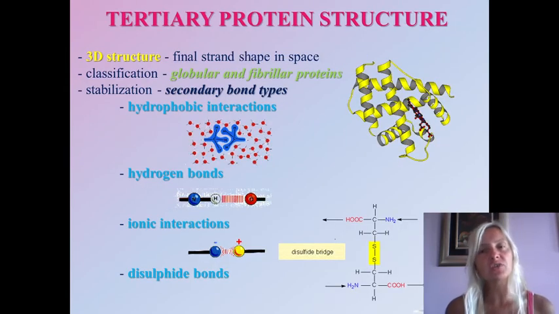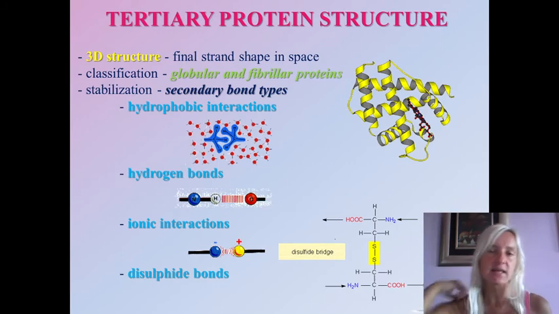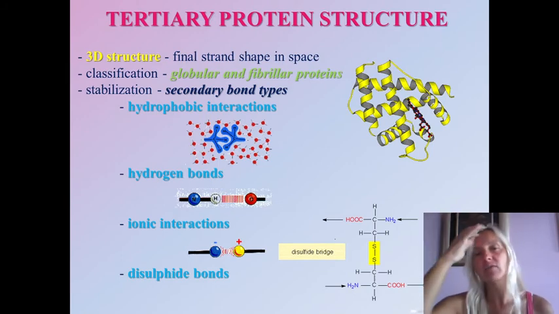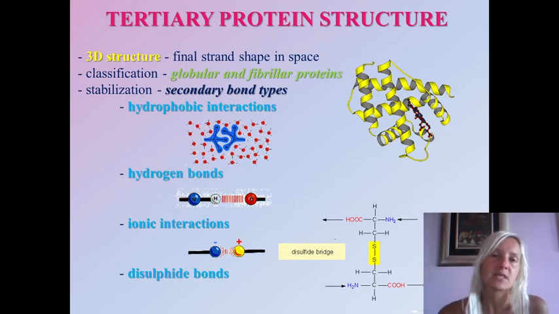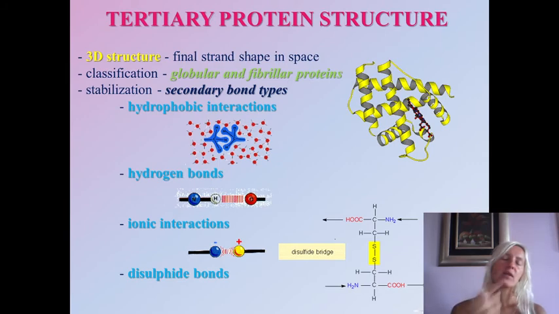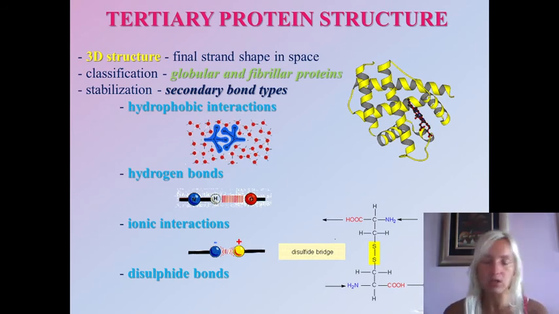Tertiary structure is, again, the next level, upgraded level of protein structure, and actually it describes the final strand shape in space, because knowing that you have an alpha helix or beta pleated sheet, still you can fold that structure in huge various ways.